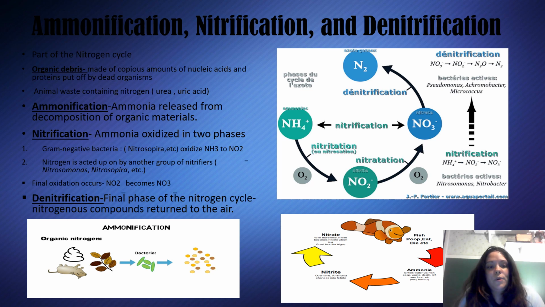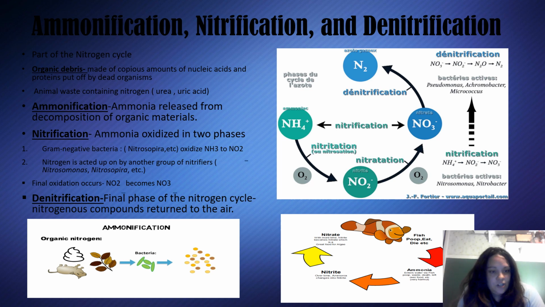Then we have nitrification, which is ammonia oxidized in two phases. So what happens here is gram-negative bacteria, for example Nitrosphaera, will oxidize NH3 into NO2, and then the nitrogen is acted upon by another group of nitrifiers. Examples of these are Nitrosomonas and Nitrosphaera, and there are a couple of others that I haven't mentioned here. And then we'll go over denitrification, which is the final phase of the nitrogen cycle. It's where nitrogen compounds are returned back up to the air to restart the cycle all over again.